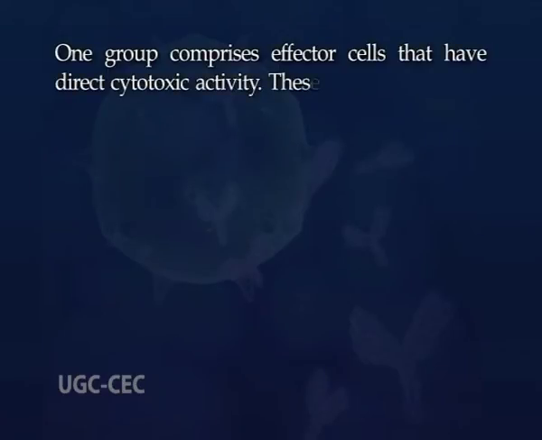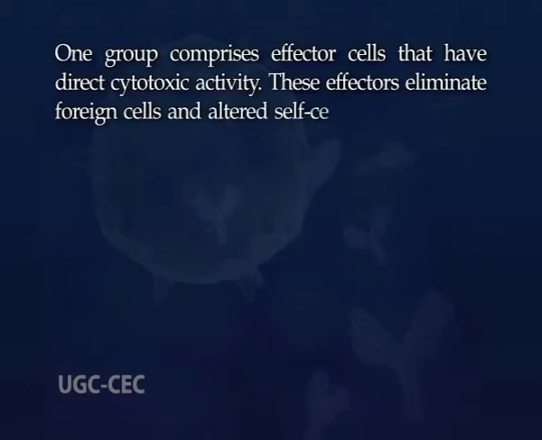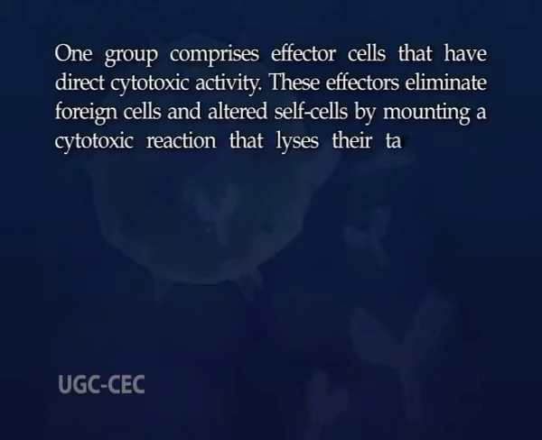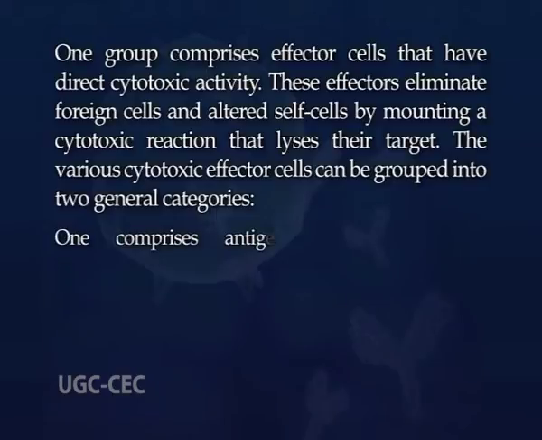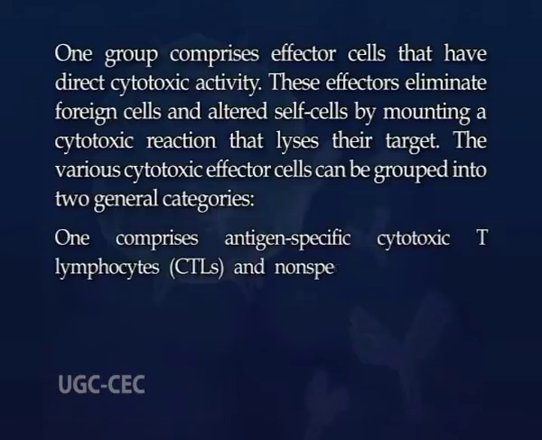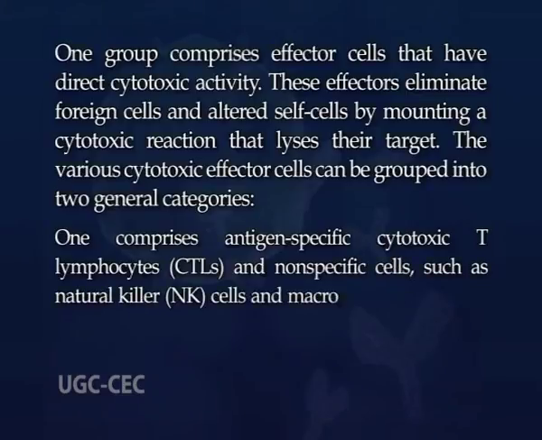One group comprises effector cells that have direct cytotoxic activity. These effectors eliminate foreign cells and altered cells by mounting a cytotoxic reaction that lyses their targets. The various cytotoxic effector cells can be grouped into two general categories. One comprises antigen-specific cytotoxic T lymphocytes or CTLs, and non-specific cells such as natural killer cells and macrophages.